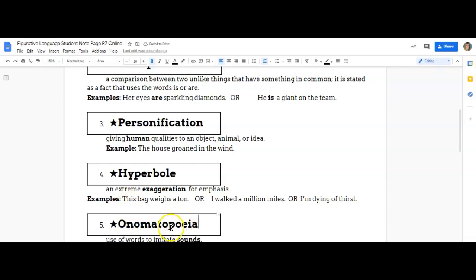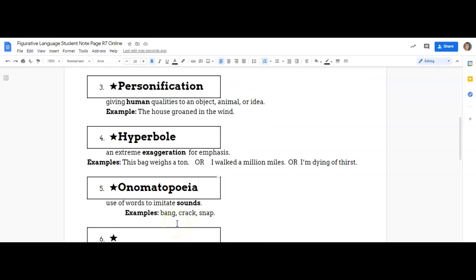So this one is when you use words to imitate sounds. The actual letters try to create the sound. So bang, B-A-N-G, those letters combined kind of sound like what it means. Crack, snap. There's all kinds of onomatopoeia words.